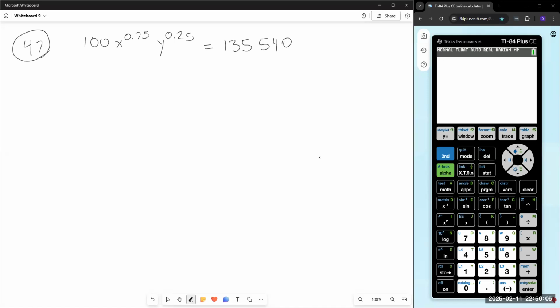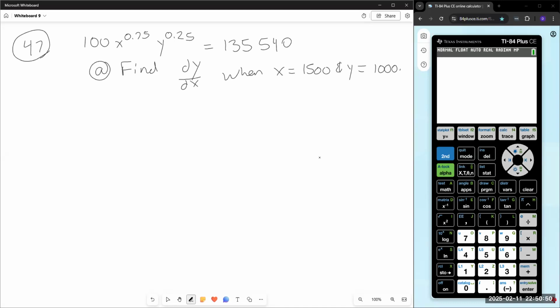So question A says, find the rate of change of y with respect to x. Find dy/dx when x is equal to 1,500 and y is equal to 1,000. So we can go ahead and let's just deal with this the way that it is.